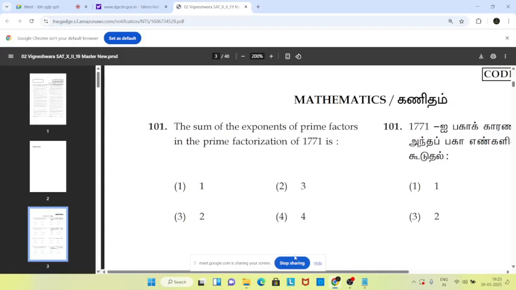Suppose 38. What are the prime factors of 38? The factors have to be prime numbers, that is the meaning. 2 and 19. I think both are prime factors. 2 into 19 is 38. So what is the sum of the exponents of these factors? 2 power 1 and 19 power 1. So it is 1 plus 1 equal to 2, the answer is 2. That is what they are asking. Very good. We are going to the next question.